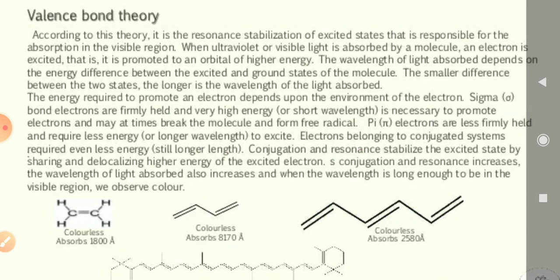Take the colorless compounds. This is an alkene, which is a colorless compound absorbing at 1800 angstrom. You can see here the alkene, and also the diene. This is the diene, and this is also colorless and absorbs at 2170 angstrom. These compounds show conjugation and resonating structures, and these are colorless.